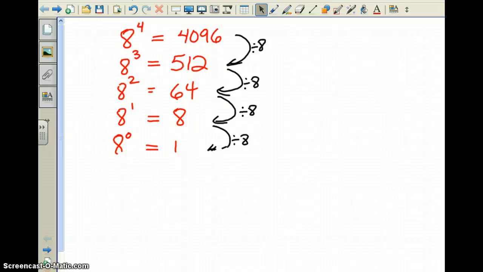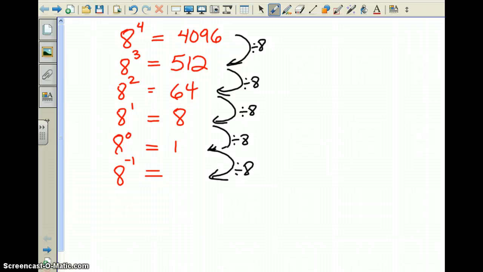Here's that same pattern of numbers that we worked with in yesterday's video, and we're going to continue this down now into the negative exponents. So I'm going to keep this base of 8. I'm going to drop our exponent by 1. And this pattern of dividing by that base, dividing by 8, will continue.